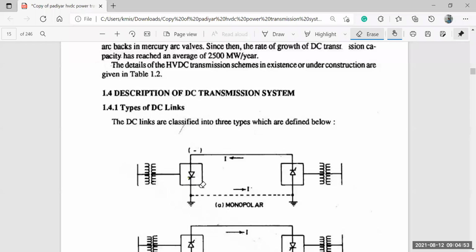These are the lists you can find, where your HVDC projects are, the distances, and the ratings. These are all in this.